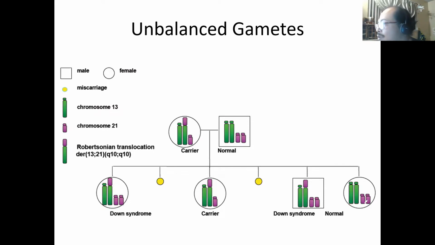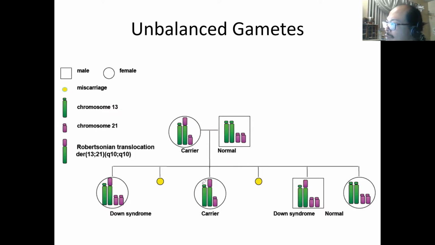In this, it will be normal. It's very fortunate that you luckily got the normal 13 from the mom, normal 13 from the dad. You got normal 21 from the mom, normal 21 from the dad. However, you may end up having a baby or zygote that has a normal 13 from the mom, but normal 13 from the dad, abnormal 13 from the mom, and the normal 21 from the dad, and normal 21 from the mom. Or you may have like this.